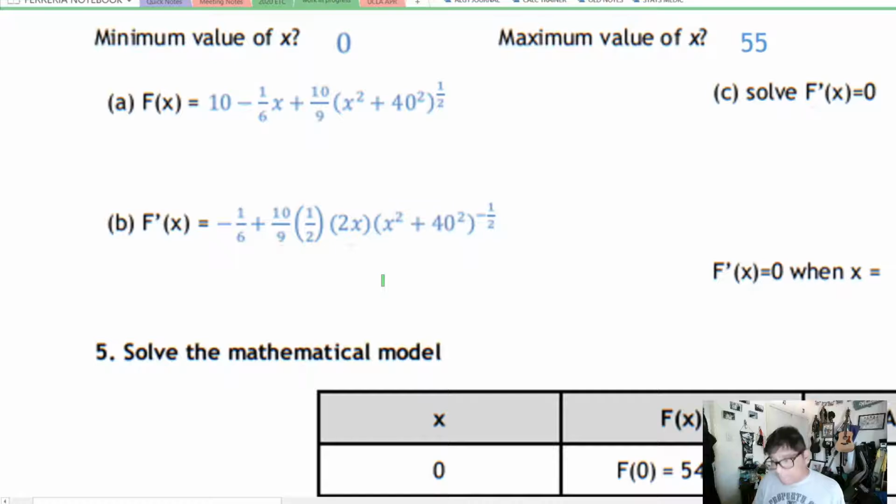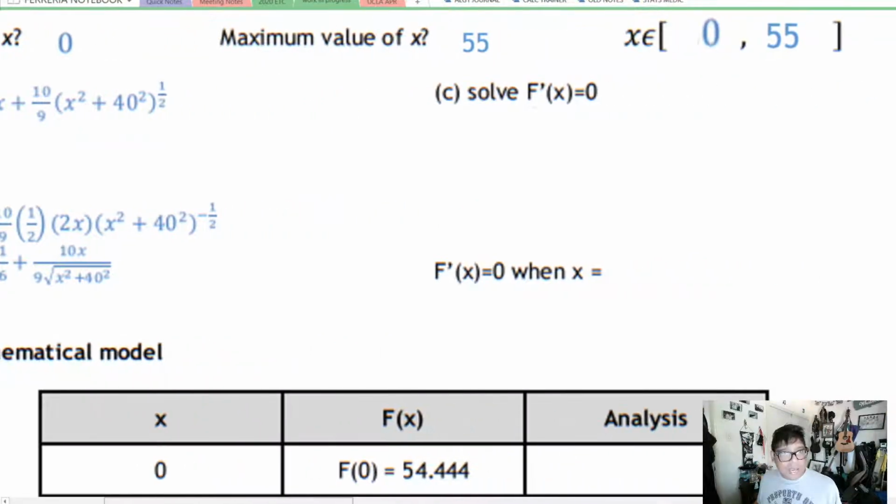And how does that simplify? Well, that's negative 1/6 plus 10x over 9 square root of x squared plus 40 squared. Okay, so now we're supposed to solve that. When is the derivative equal to 0? Which is a good time for us to grab our calculator.